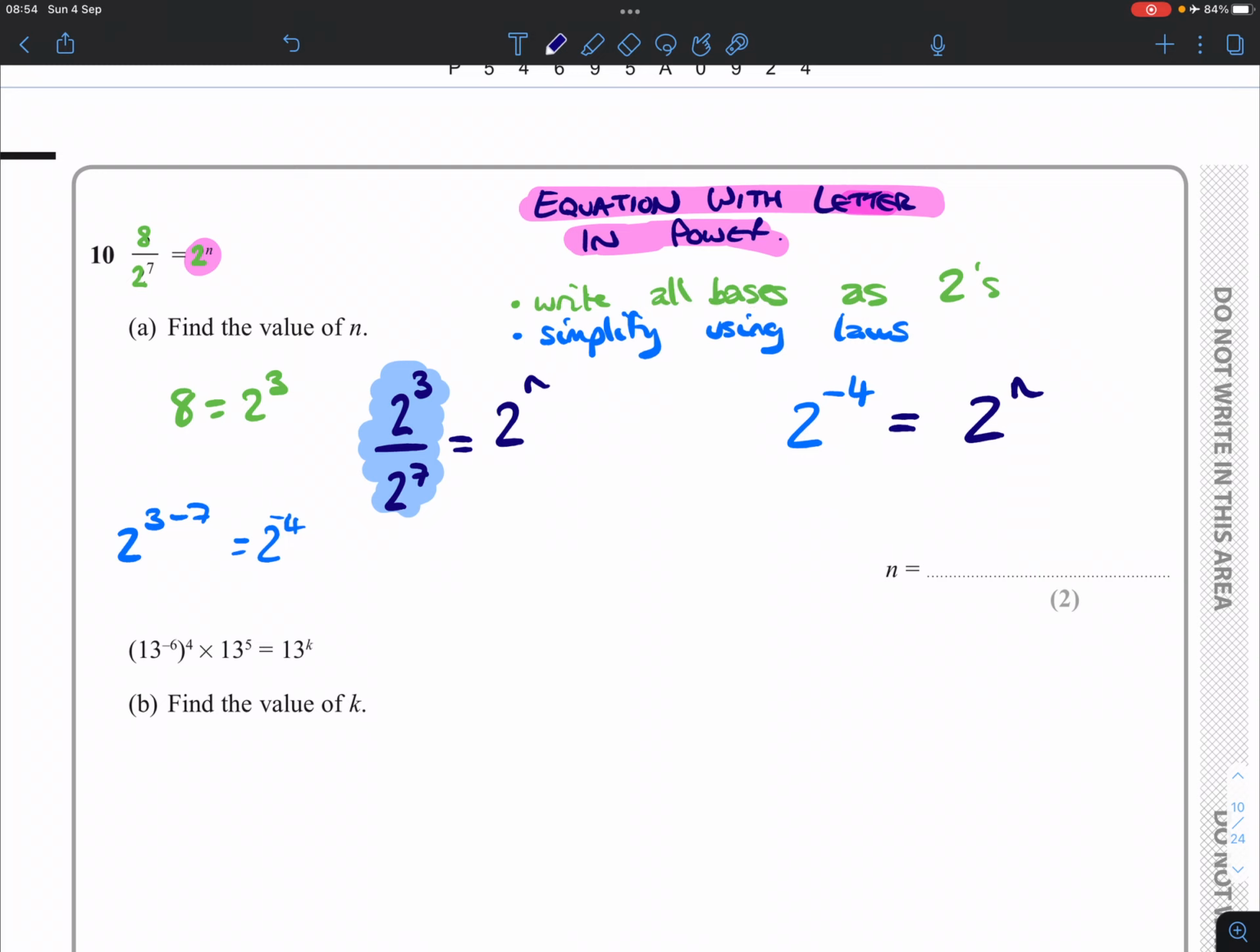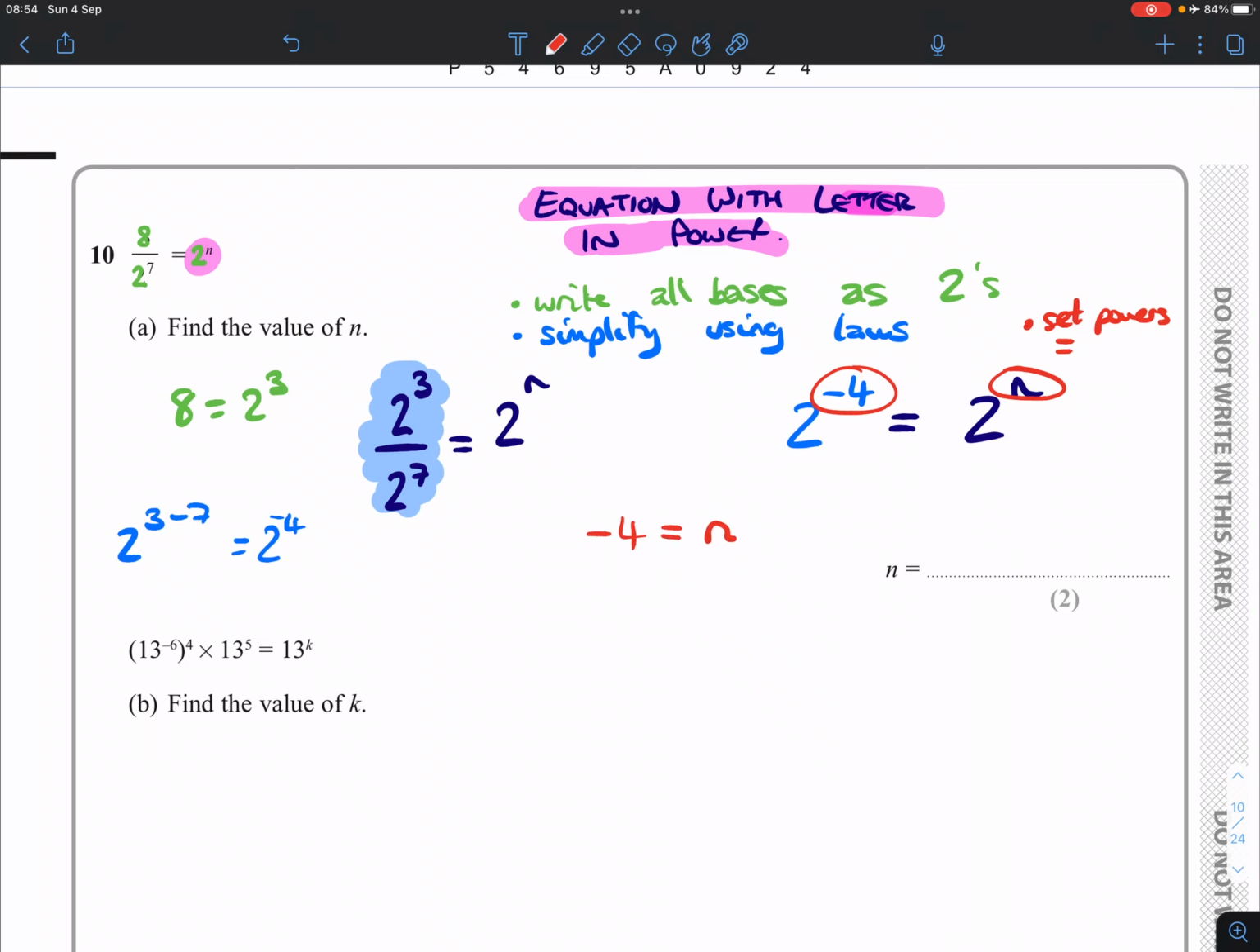Once you have written all the bases using the same number, and once you have fully simplified both sides using your index laws, you're going to end up with a situation that looks like this, where you're going to have 2 to the power of something on both sides, or 3 to the power of something on both sides, or maybe even 5 to the power of something on both sides. But I've never seen a question that has any other bases as powers. When you get to this stage, all you need to do is set the powers equal to each other.